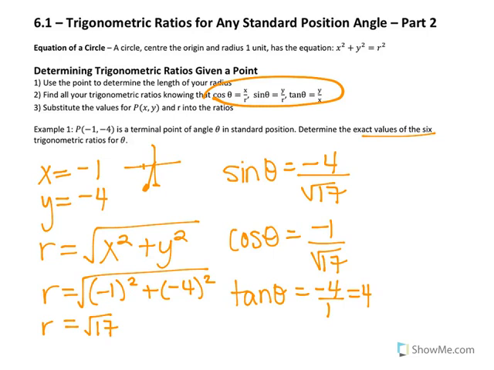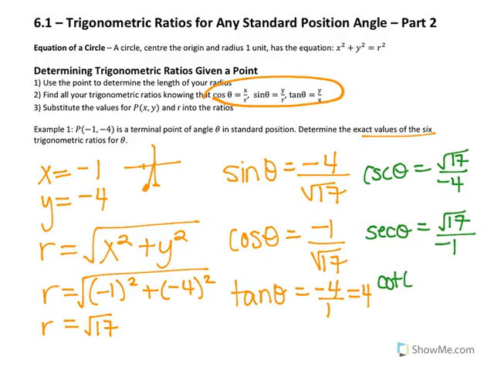Now we can do our reciprocals, so cosecant theta is equal to root 17 over -4. Secant theta is equal to root 17 over -1, and cotangent theta is equal to, that's supposed to say negative there, 1 over 4. So there's all of our trig ratios.